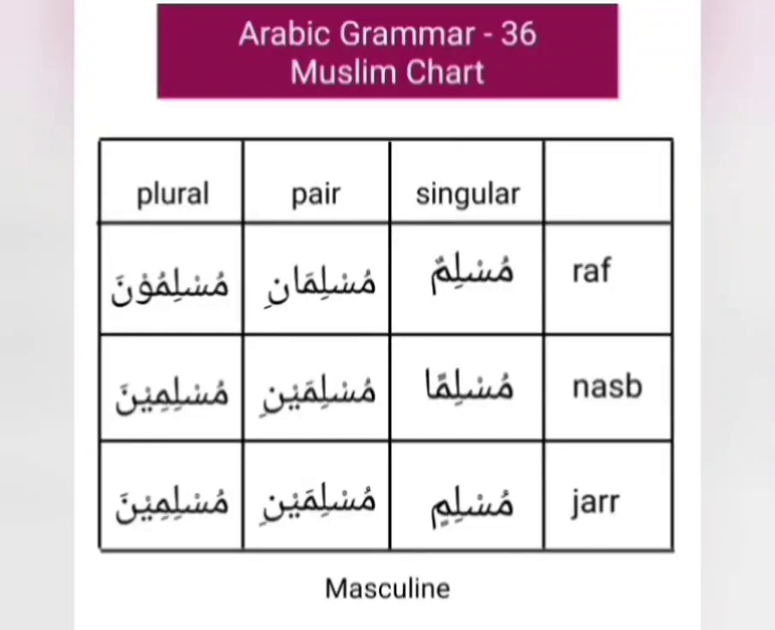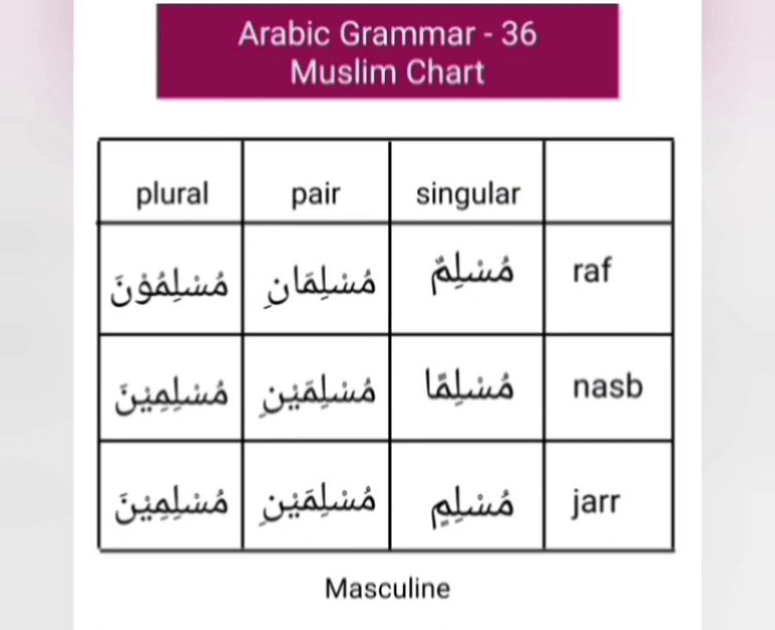Bismillahirrahmanirrahim. The table which is in front of us is called Muslim chart. All the ending sounds and ending combinations of the word Muslim are arranged in this table. In this way, it is easy to remember all the ending sounds, ending combinations and their status.